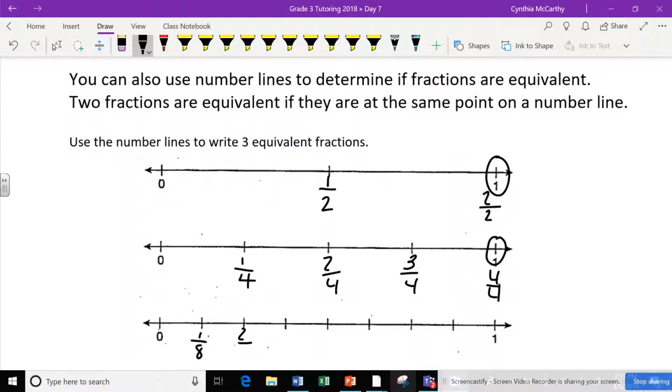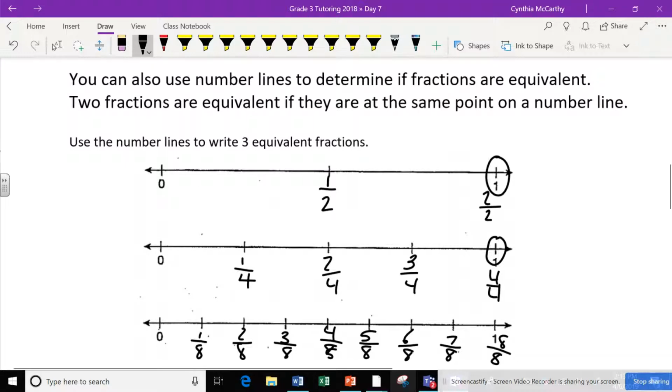1/8, 2/8, 3/8, 4/8. That's a 5. Sorry. 5/8, 6/8, 7/8. And of course, on this number line, 8/8 is the same as 1 whole.